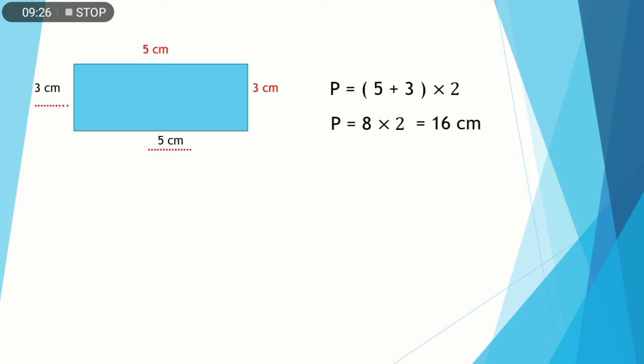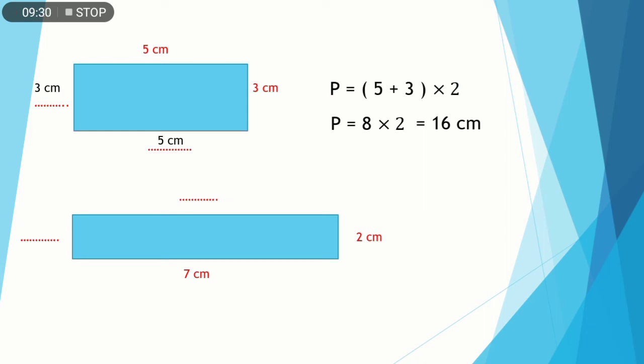The next one. I have another rectangle. The length is 7 and the width is 2. If the length is 7, the opposite length will be 7. If the width is 2, the opposite width again is 2. How can I find the perimeter?